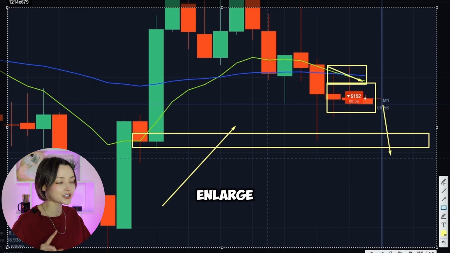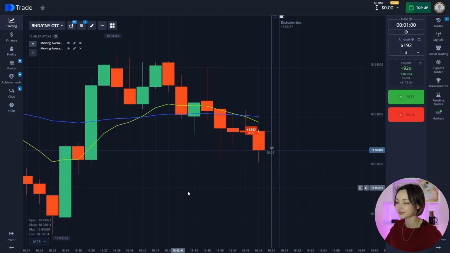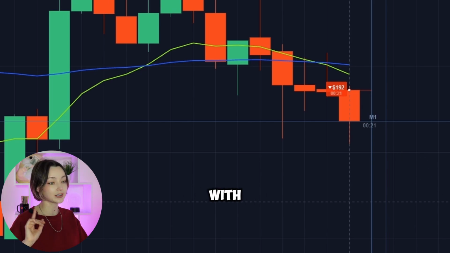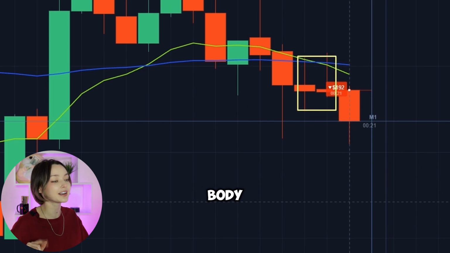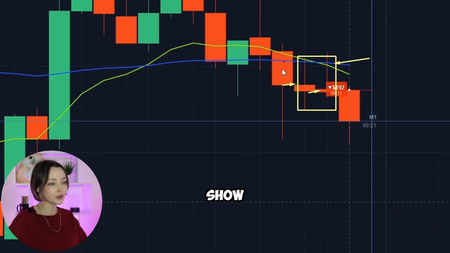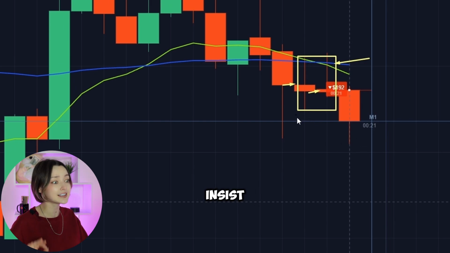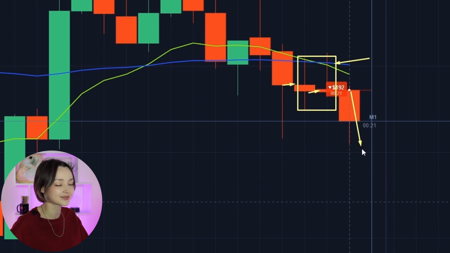So let's enlarge the chart a little bit. Here we've got two candles with a large shadow and a small body at the top. These candles are called doji candles, and they show us that the seller is likely to dominate in this area and will insist on pushing the price down. Let's see how our trade goes.